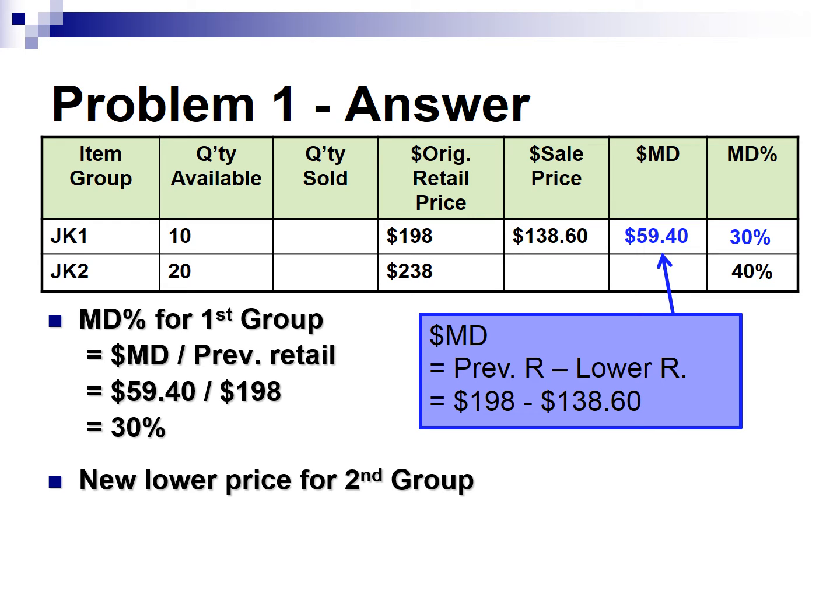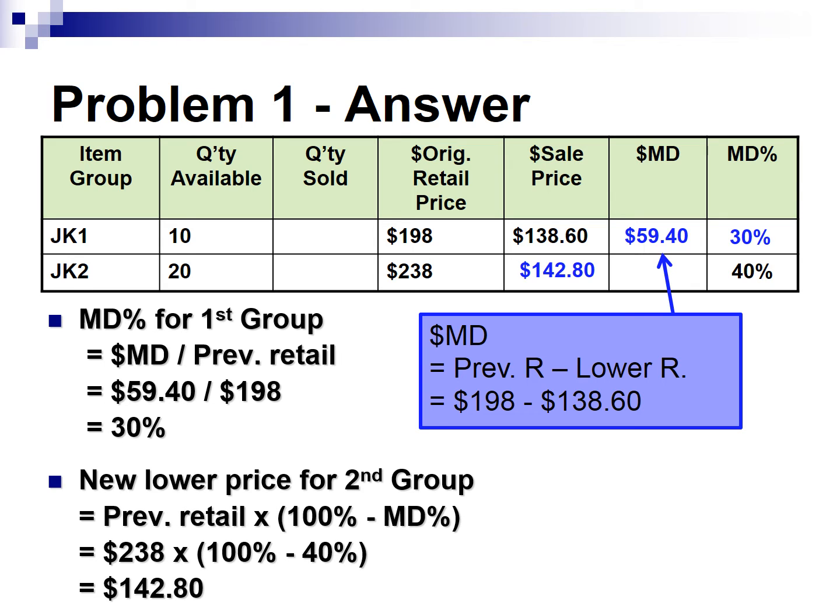from which we can calculate markdown percent. So markdown percent is dollar markdown over previous retail, and dollar markdown is 59.4, and the previous retail, which is the original retail, that was 198, so that would be 30%. Okay, so that's how we calculate the markdown percent for the first group.